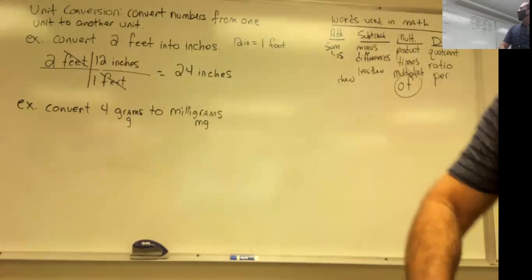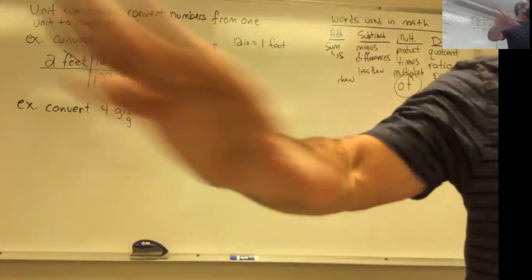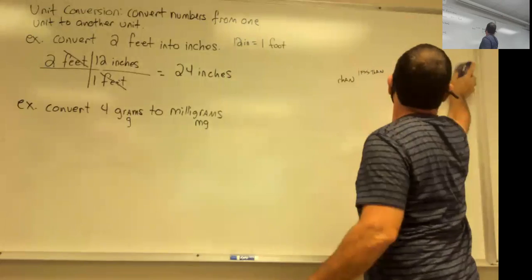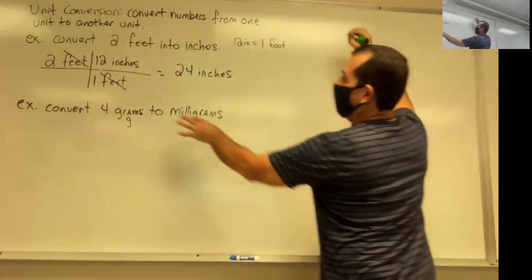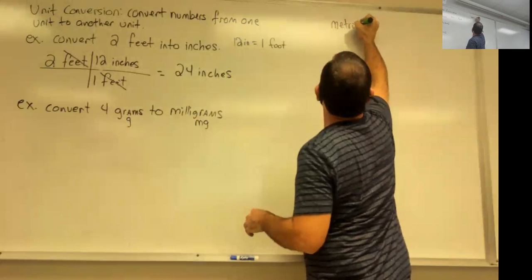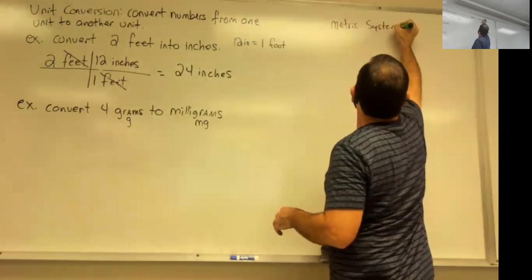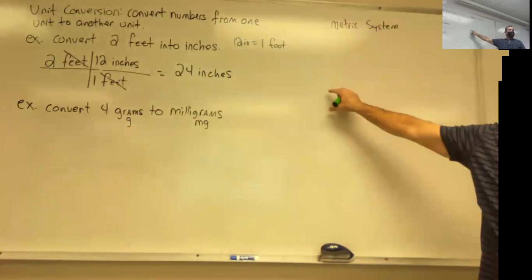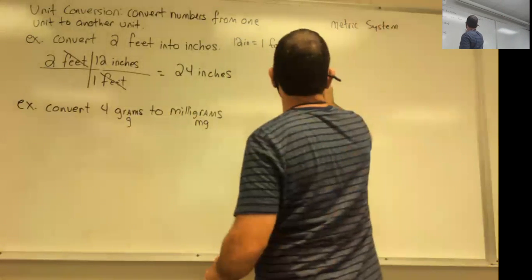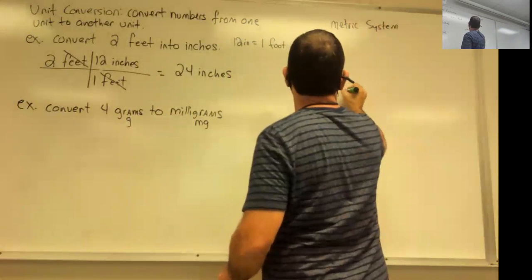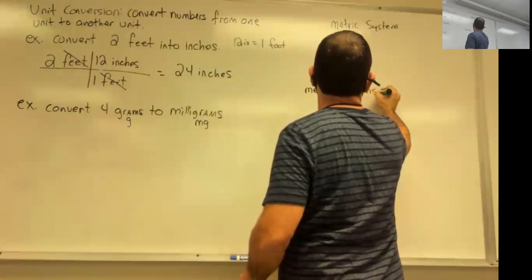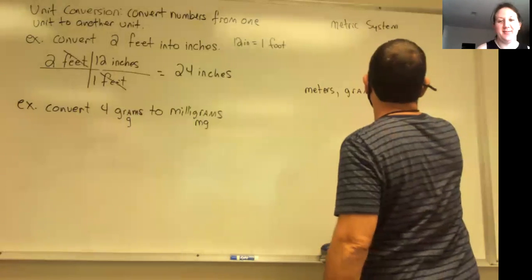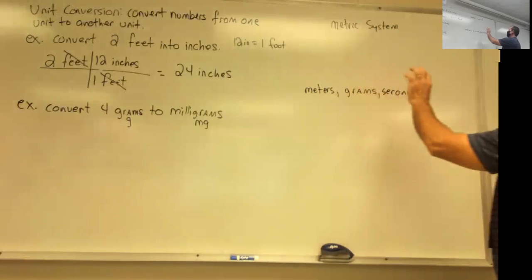Okay. All right, let me give you a quick refresher on the metric system. So in the middle of your metric system, you got your base units. Your base units would be the meters, grams, seconds. I got distance, weight, time, okay.